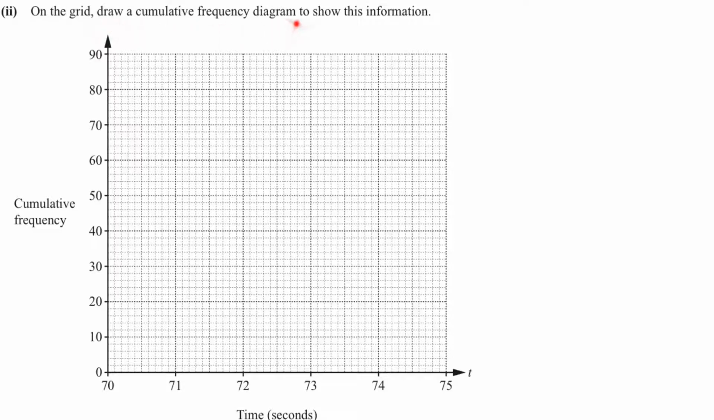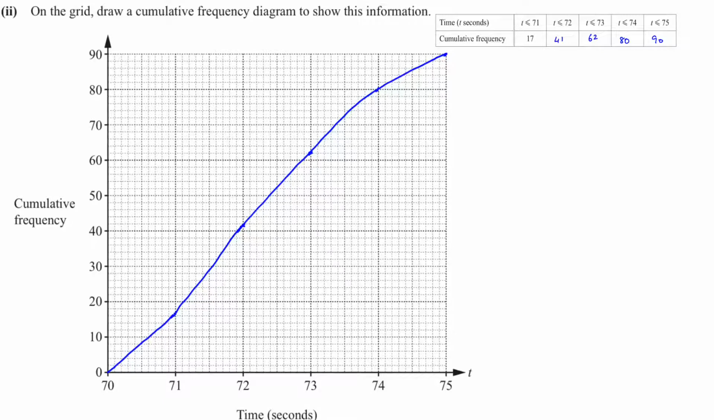C2, on the grid draw a cumulative frequency diagram to show this information. So these are the points we have to plot. Time, t seconds, is your x-axis, and the cumulative frequency is your y-axis. When t is 71, cumulative frequency is 17. So you can see that each y-axis line is 2 units. Therefore, 17 will be somewhere here, and for 72 it is 41. That's how we'll plot all the points. So this is how your curve will look after you plot the points and join the dots.